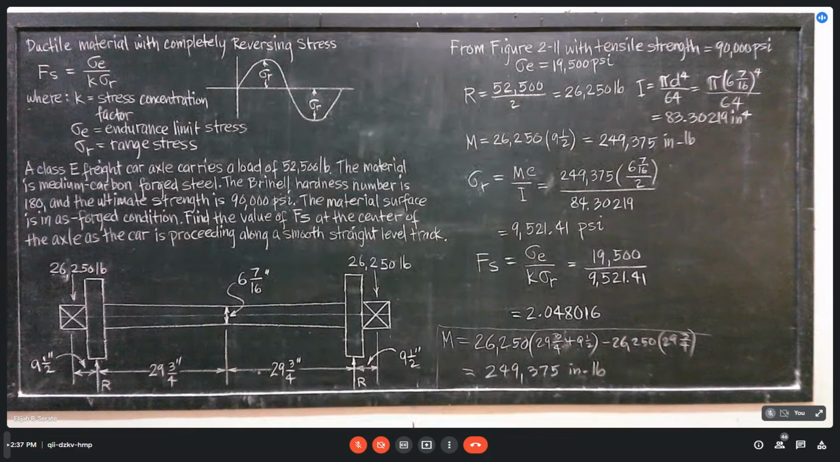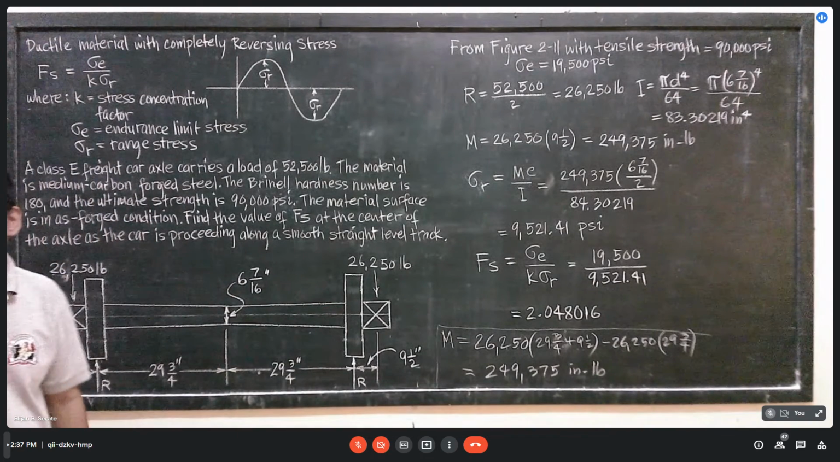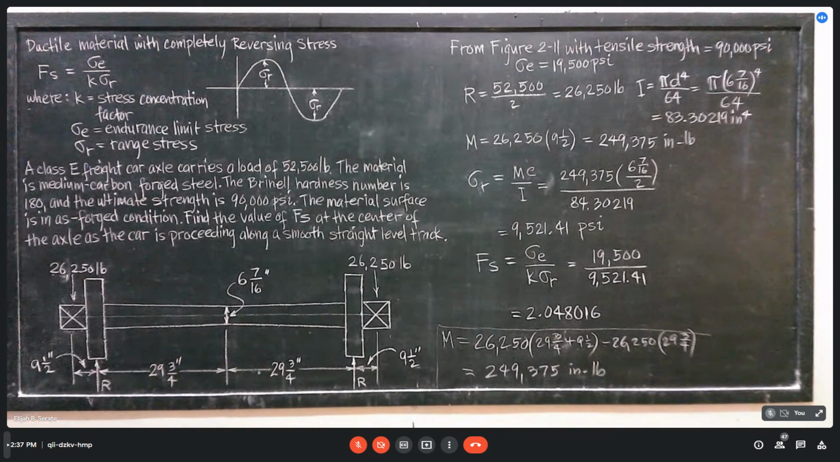Okay, you now have the moment. Your c now is what? It is half of that on the shaft. It is the radius of the shaft at the middle of the part, the center of the axle, because the radius here is a little bit bigger. So at the center, the radius is 1/2 of 6 and 7/16.